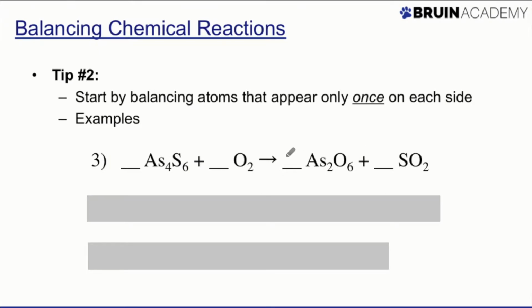So let's go ahead and put a 2 here. Okay, and so which element should we balance next, right? Not oxygen, because oxygen appears twice on the right. So let's do sulfur instead. I have 6 on the left. I only have 1 on the right. So I'm going to put a 6 over here to balance the sulfurs out.